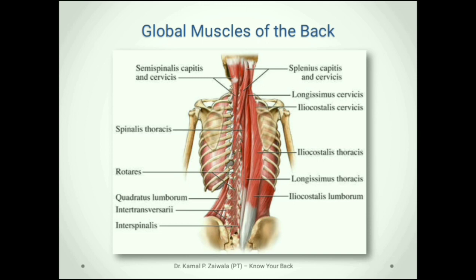Now we'll be studying the global muscles present on the posterior side of the back. The major global muscles of the back are iliocostalis thoracis, longissimus thoracis, and iliocostalis lumborum. All these three muscles together form the erector spinae. These three muscles are responsible majorly for the extension of the back. There are two segmental muscles present as global muscles of the back, and they are the intertransversi and interspinalis muscles. These two are also equally responsible for the extension of the back and for the segmental stability of the lumbar spine.